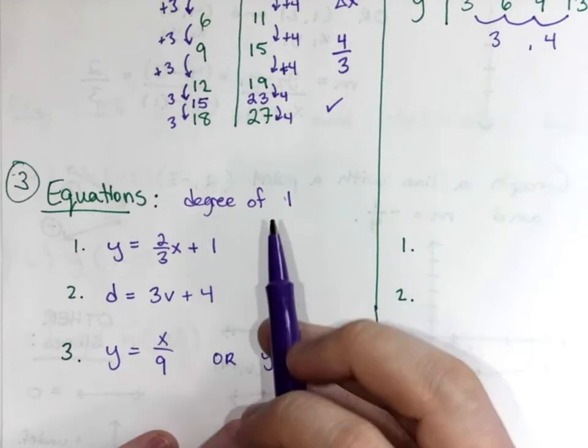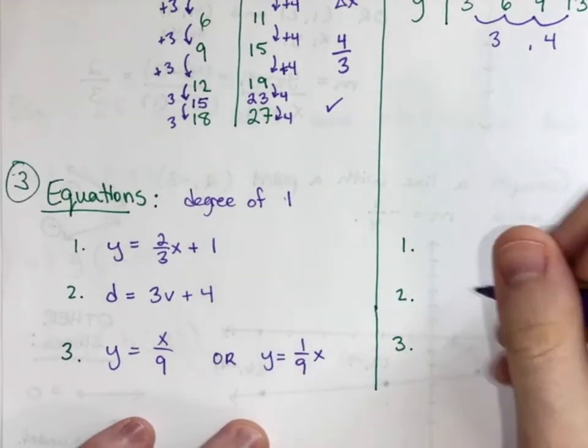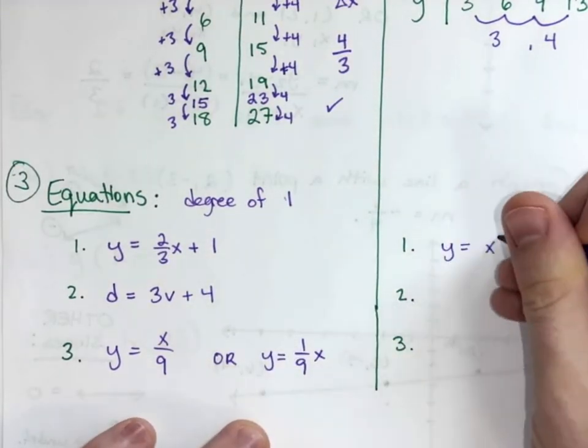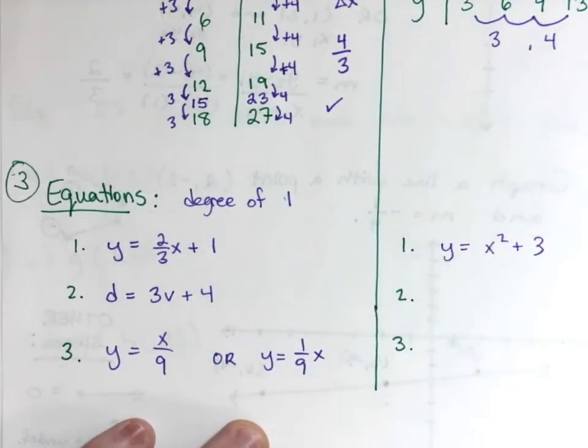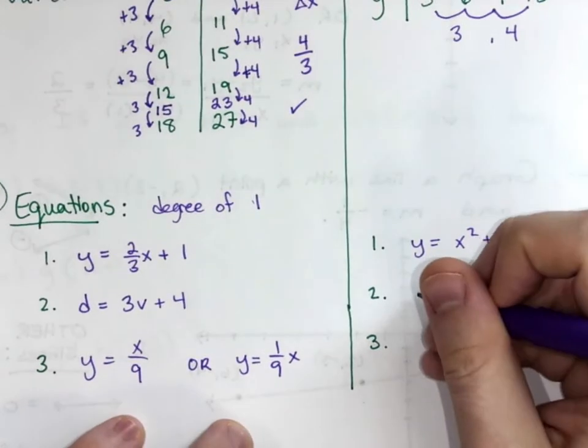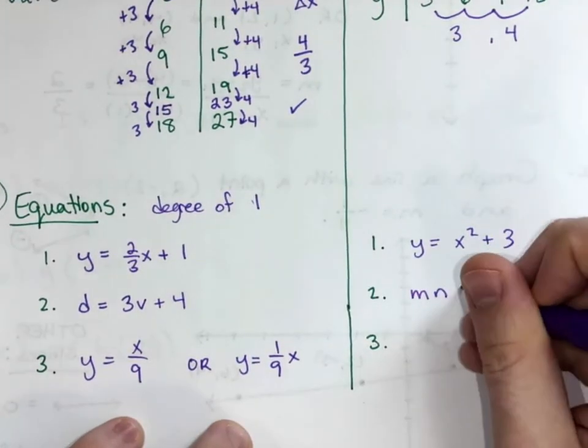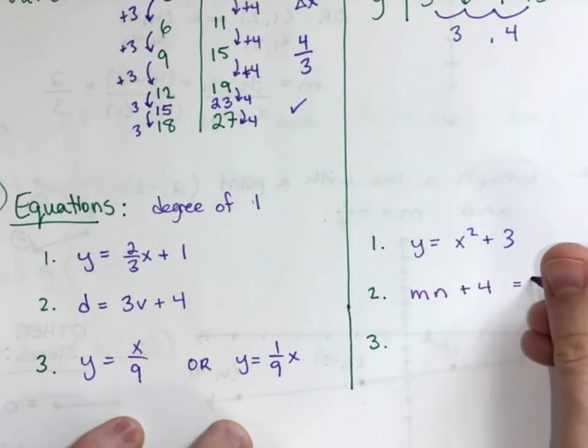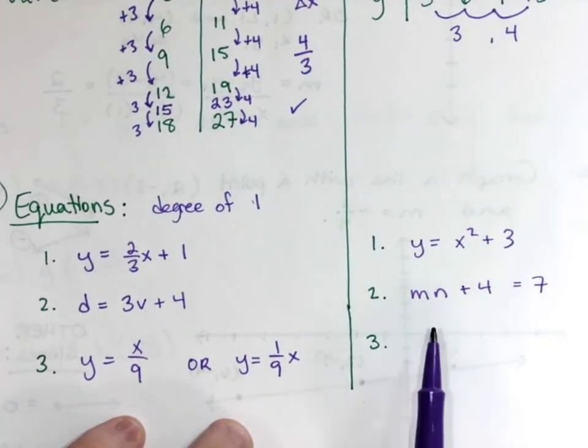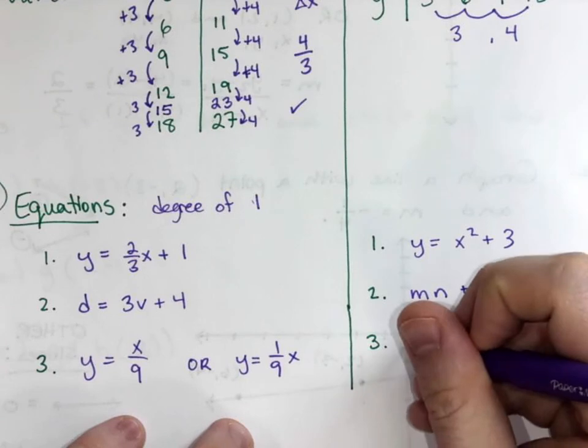Anything else that does not have a degree or highest exponent of 1, so something like y is equal to x squared plus 3, that is not a linear graph. Something like m times n plus 4 equals 7, not a linear graph because m and n is not a degree of 1. Even if you tried to get one of them by themselves, you'd be dividing them on the bottom, which is not a linear graph.